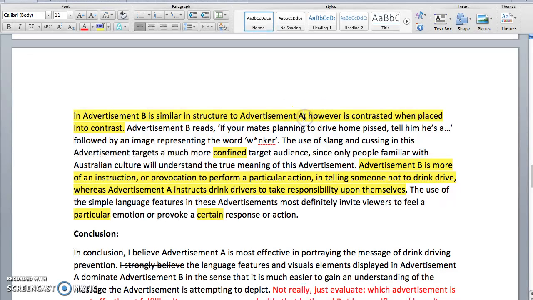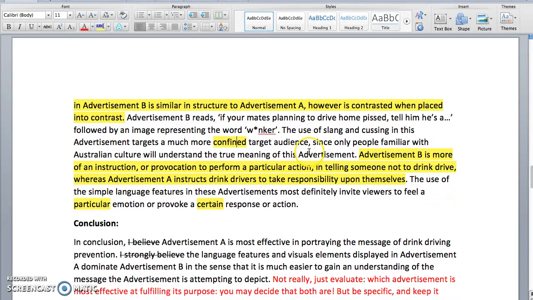Well, it's not. It's very different language because it's targeting a very different target audience. It's using, again, this colloquial, blokey Australian slang. Is it a sort of more confined target audience? It's a more specific target audience. Only people familiar with it understand.